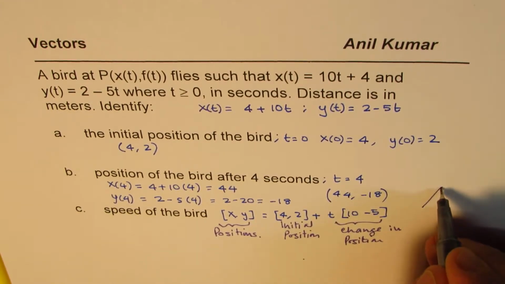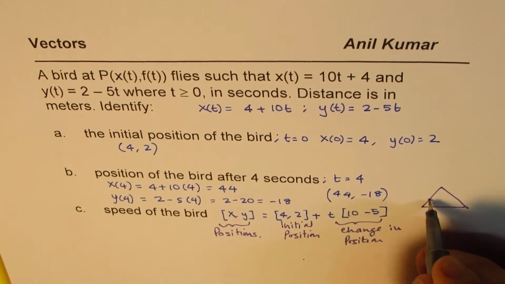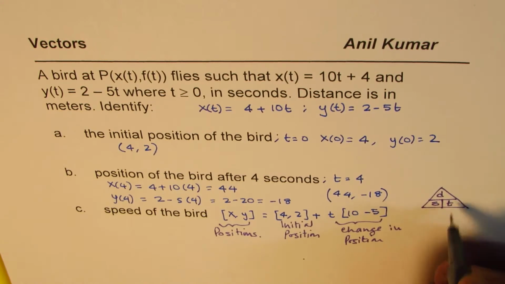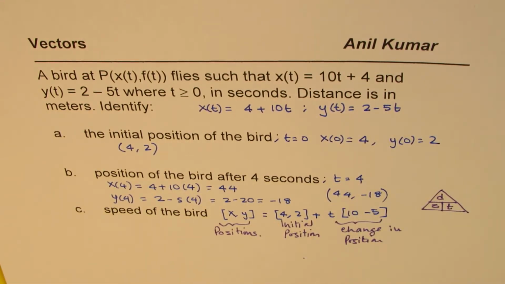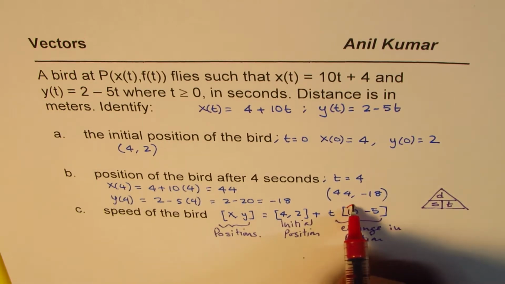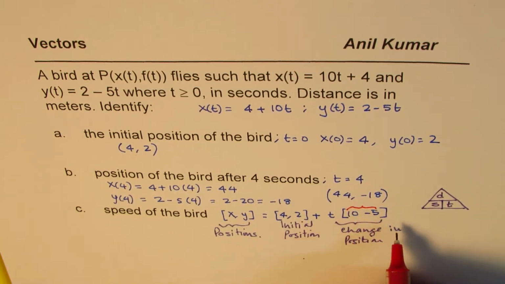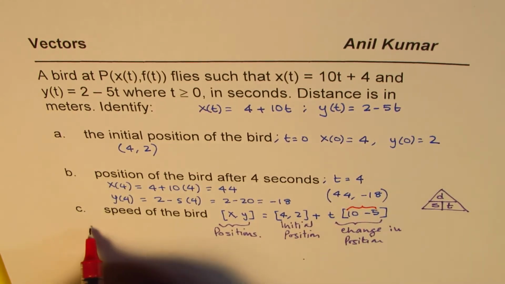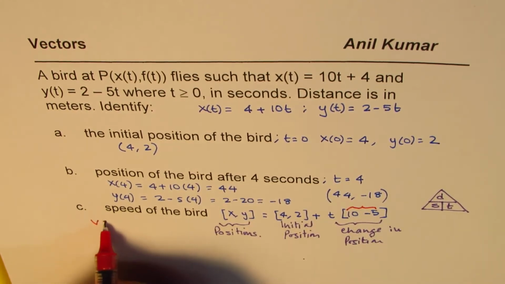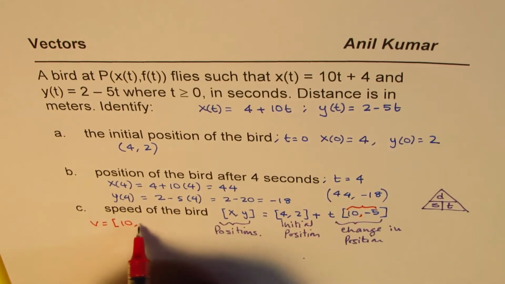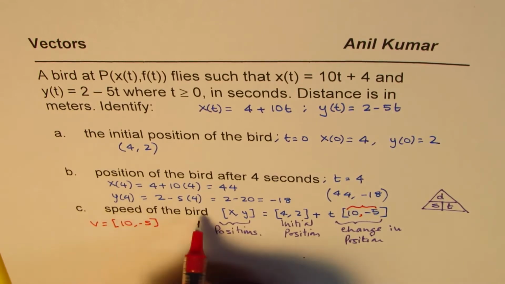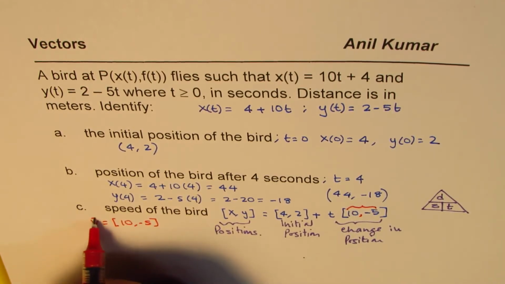As you know, distance is related with speed and time. So distance is equal to speed into time, right? So this part right inside directly gives you the velocity. This part is the velocity, right? So from here, we can read the velocity. So the velocity is equal to 10, minus 5. Speed is magnitude of velocity, right?